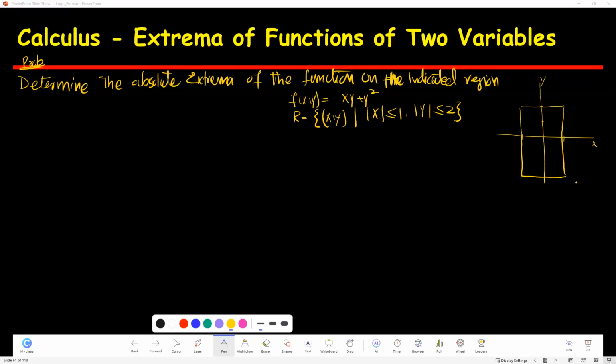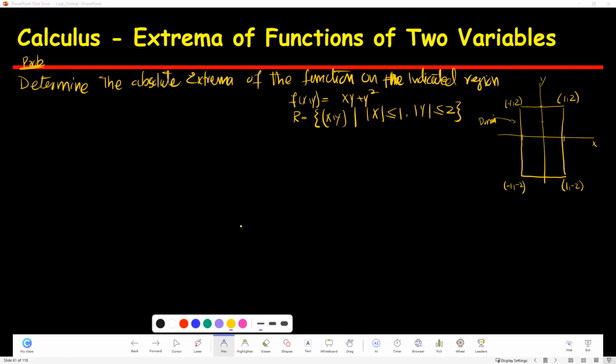This point is 1, minus 2. This point is 1, 2. This point is minus 1, 2. This point is minus 1, minus 2. And really, this is my domain. Right? This is my domain. So I'm going to check all the points.